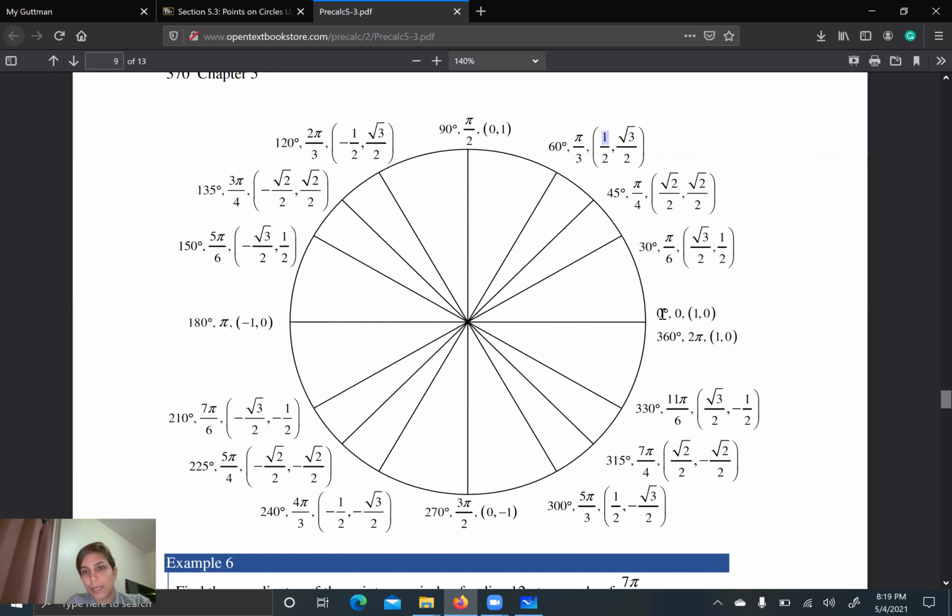So for example, look at here, 1 and 0. So what does it mean? It says that for 0 degrees, x is 1. So that means cosine of 0 is 1. Y is 0, so sine of 0 is 0.